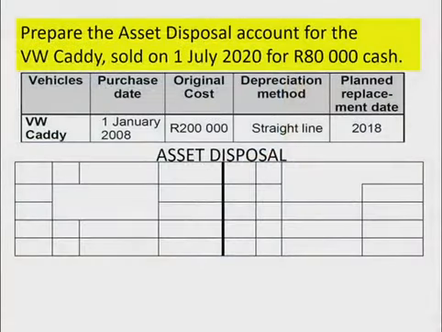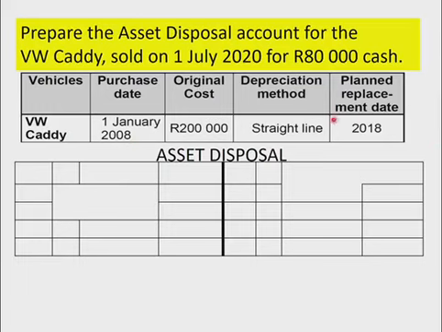Okay? So what we're doing now, we're taking the information from activity number 2 and going over to activity number 3 and just showing us what the asset disposal account should look like when you do it in the general ledger. So let's just look at the next slide. There we go. So that's the information regarding the Caddy. Remember, we bought it in 2008.